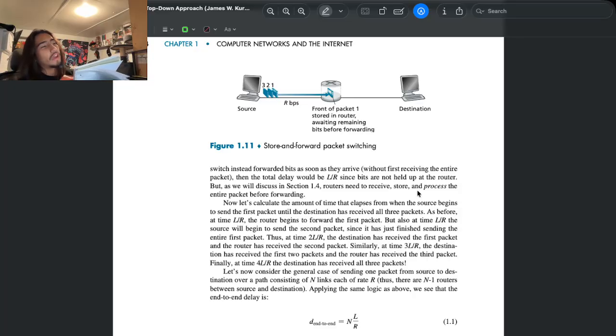I don't get it. If there are n minus 1 routers between source and destination, the routers will be in the front. So we're saying n links each of rate R. So is this one link and this two links? So there's two links minus one, that will be one router. Okay, I see.